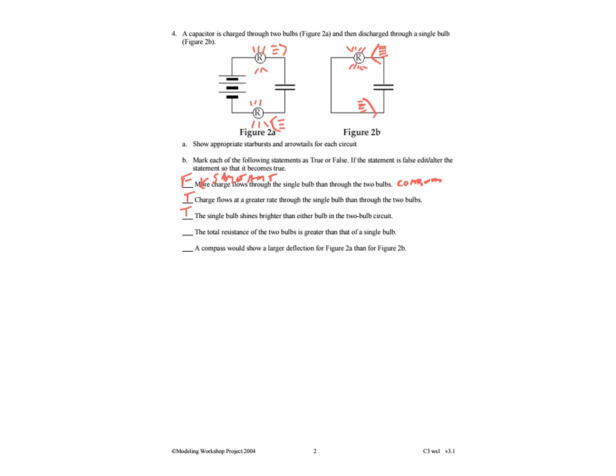The total resistance of the 2 bulbs is greater than that of the single bulb. That is true. And again, when you add bulbs in series, the resistance increases. That is the equivalent of adding a longer wire, right? A longer resistor. So increasing the length of the resistance increases the resistance. A compass would show a larger deflection for 2A than for 2B. That is false, because 2A has a smaller flow rate than 2B, at least initially. Right? At the end, neither one's going to have any flow rate. So the compass would show a smaller deflection for 2A than 2B. And that's the true-false section.